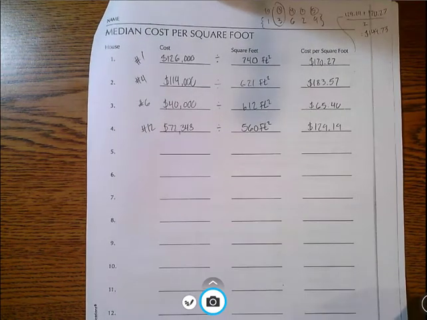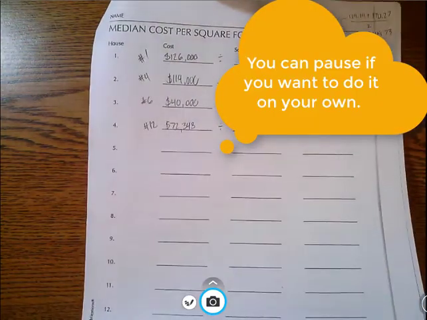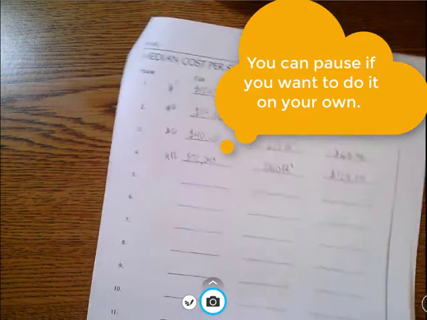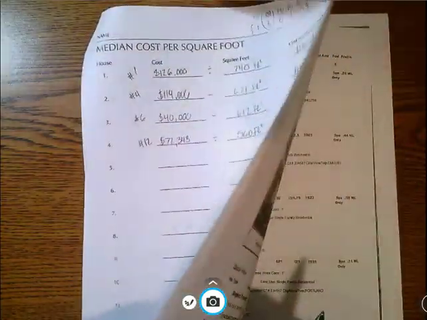Then at the very end, we'll see if we come out with the same median cost. So go ahead, start working through those, and I will do the same as we're doing this video.